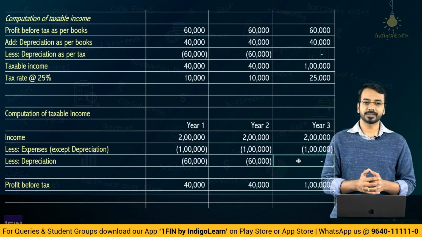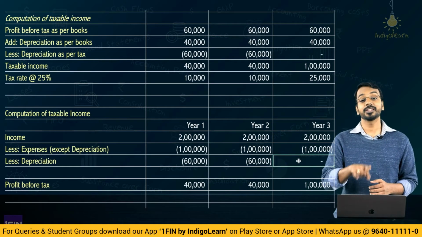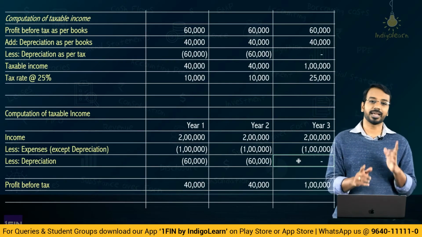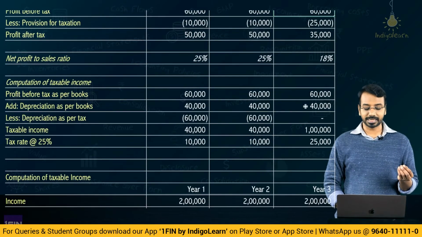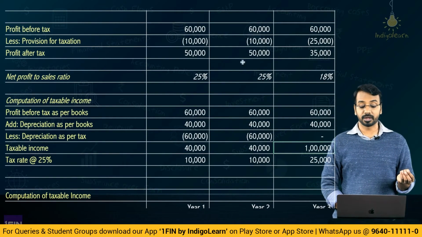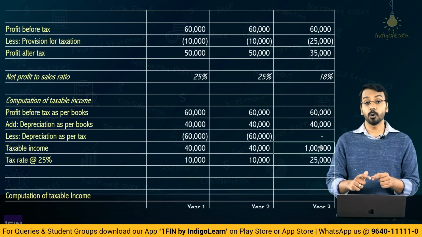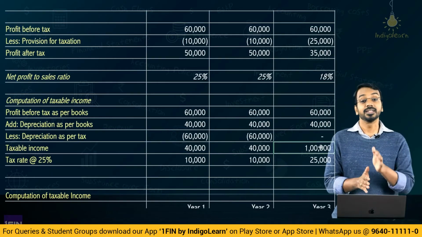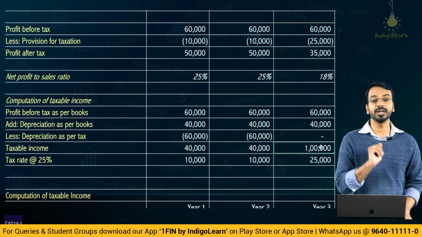Now, what the standard says is you have computed accounting income on some basis, and you are computing tax based on the taxation rules. There is a difference between the accounting profit and the taxation profit. Accounting profit is this 60, 60, 60. Taxable profit is 40, 40, 1 lakh. The totality over a period of 3 years is 180 here and 180 here, but there is a difference on a year basis. So, because the accounting profit is different, you have to ensure that the tax expense is matched with the accounting profit.